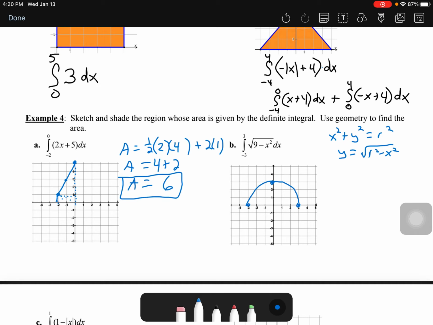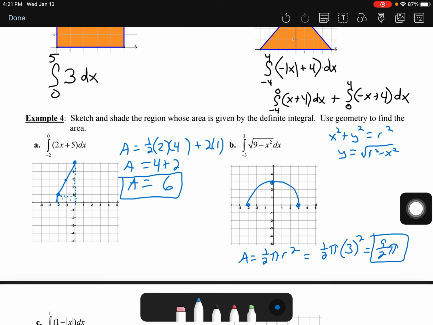Okay, so basically we're just finding the area of this semicircle. So circle is pi r squared, semicircle would be 1/2 pi r squared. And so with this one, we'd have 1/2 pi times radius squared, so 9/2 pi. That would be my area and also my value of this definite integral. Okay.